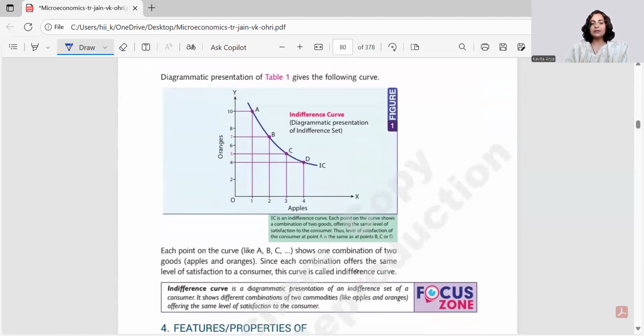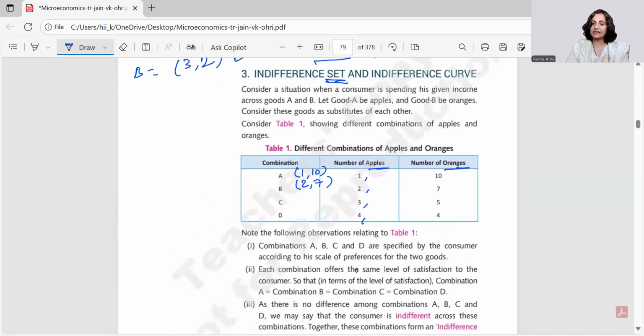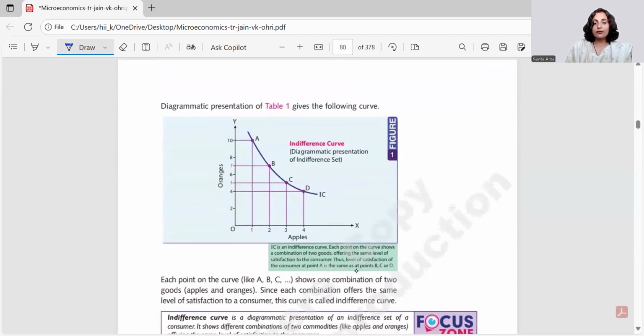We have apples and oranges on the x and y axes. As I always tell, how do you decide which is going to be on the x axis and which on the y axis? The thing which is increasing would be on x, and the one which is losing would be on y. Because here we begin with the first combination where most of the combination is of y and least of x, and we gradually start increasing this. So this is how the indifference curve looks.